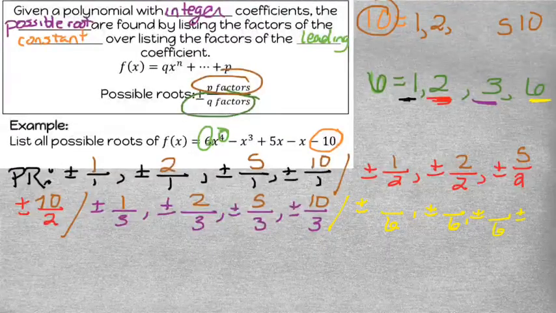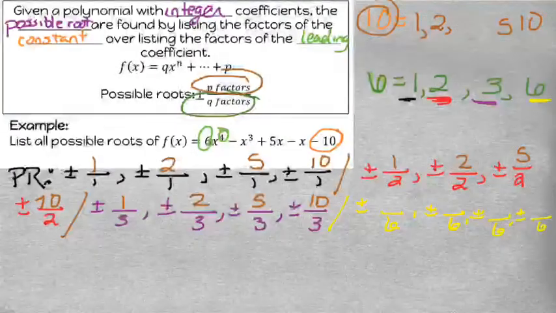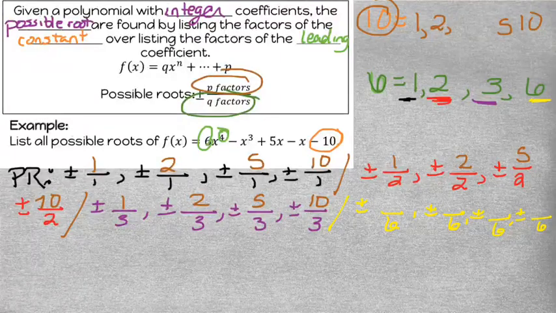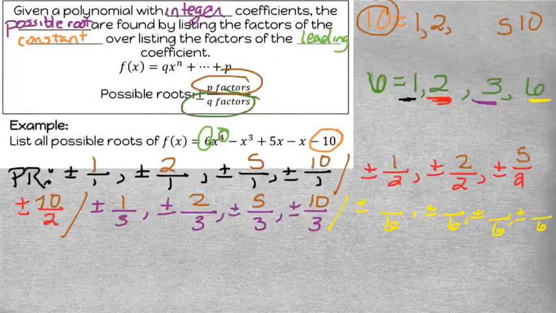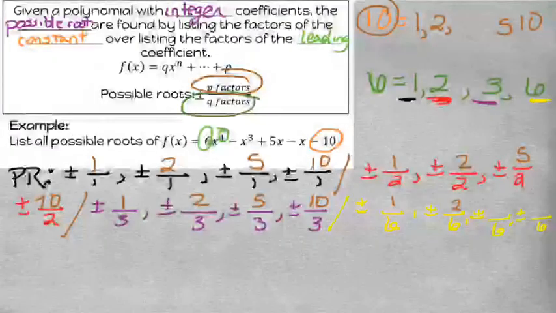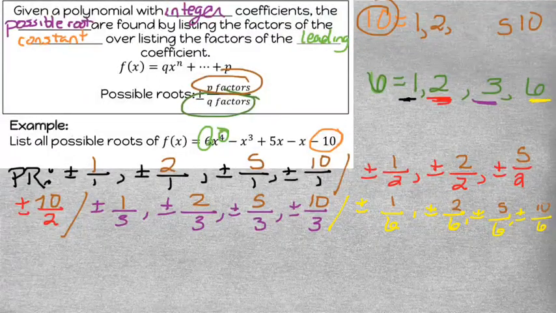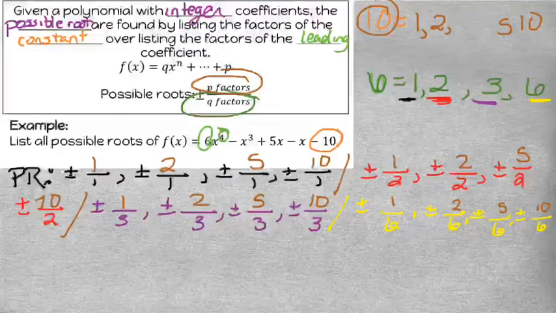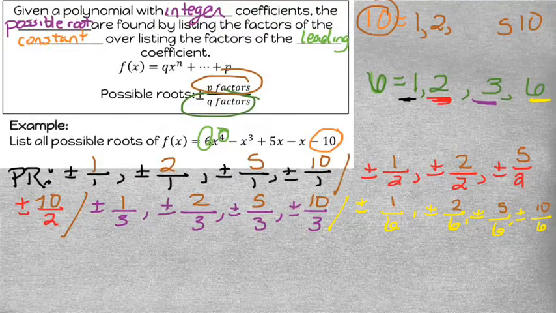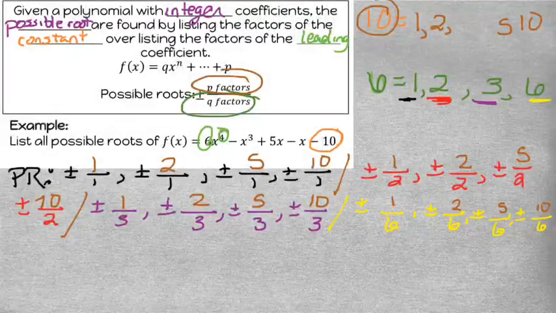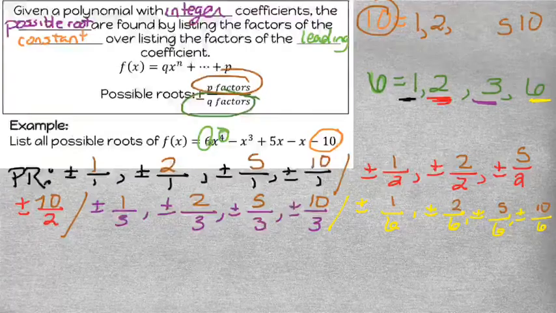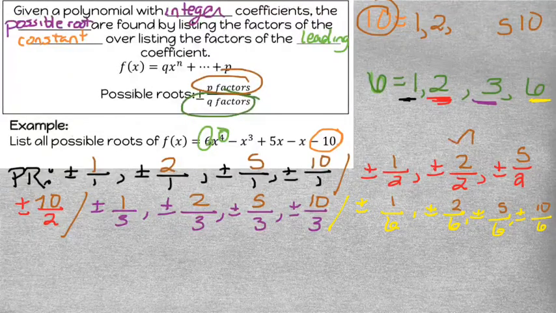After I've done this 4 times, that's all the different ones I could list. And so again, I'm going to go back and go through all of my constant factors. So 1, 2, 5, 10. I've run out of leading coefficient factors. And so that means I am done with my list. Now I just need to go back and simplify.